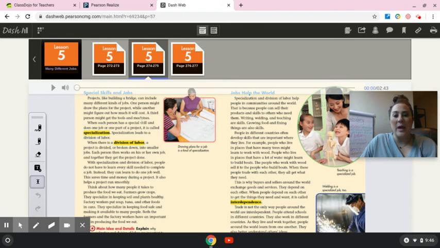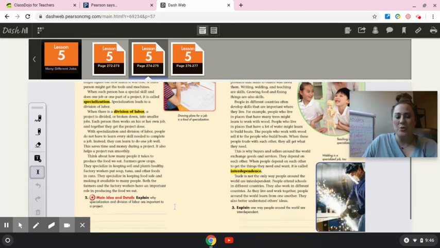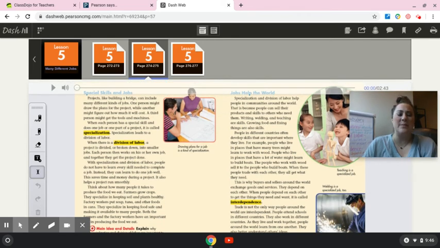So, as I go ahead and read this lesson to you, I want you to start thinking about and be able to explain why specialization and division of labor are important to a project. That's number 2. So, projects like building a bridge can include many different kinds of jobs. One person might draw the plans for a project, while another might figure out how much it will cost. A third person might get the tools and machines.